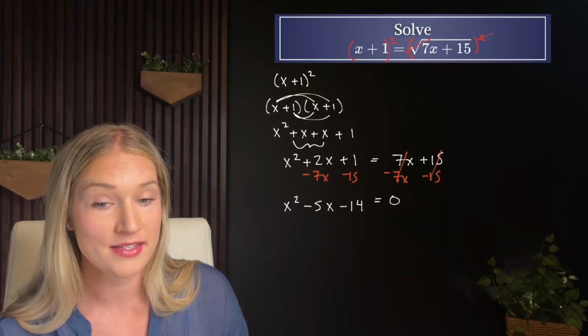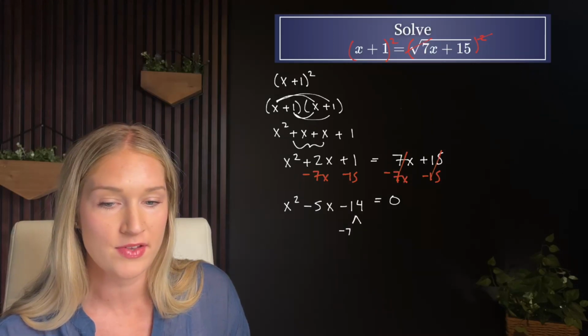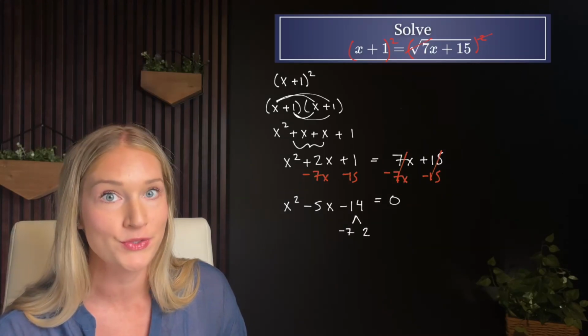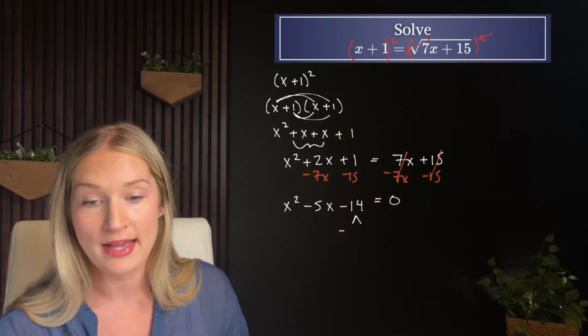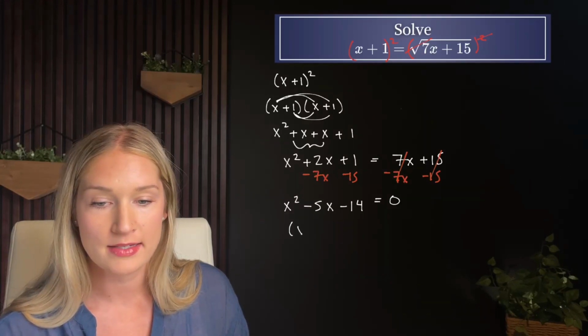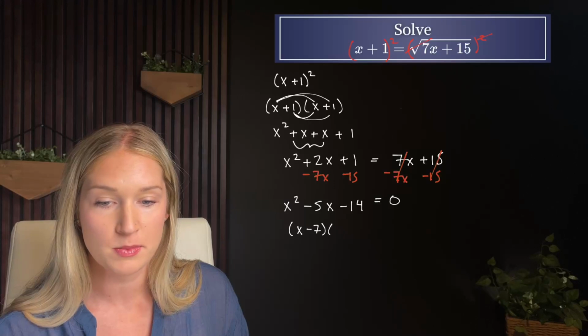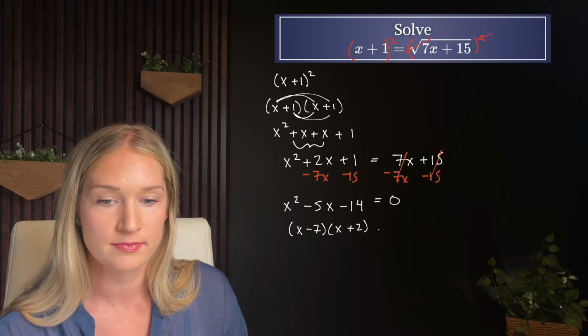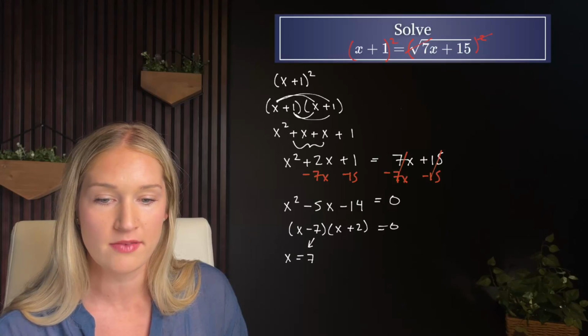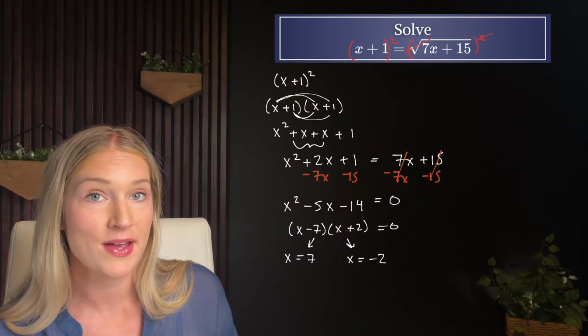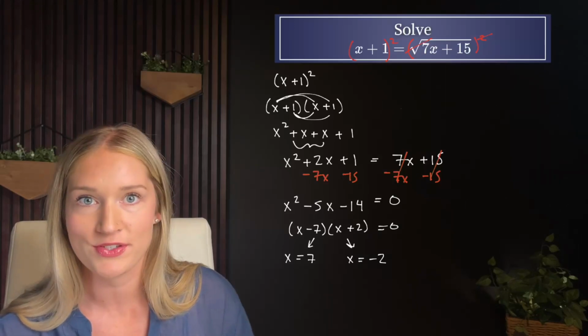Negative 14 does have two factors that add to negative 5, and those are negative 7 and 2. And because our leading coefficient is a 1, I can go ahead and just factor into x minus 7 and x plus 2. Since the product is 0, I know that my two solutions are going to be 7 or negative 2. We're looking at the x values that make each of those factors 0.